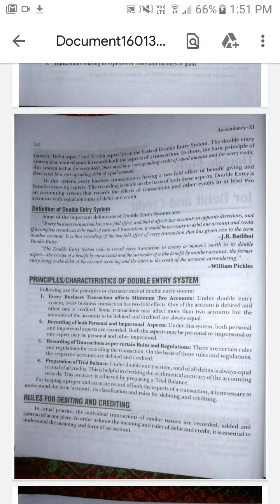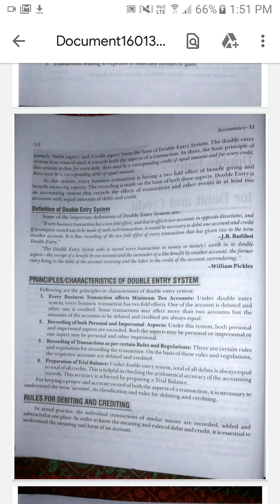Next are the important principles or characteristics of the double entry system. First, every business transaction affects a minimum of two accounts. This is the most important point. Under the double entry system, every business transaction has a two-fold effect, and one account is debited and another one is credited.